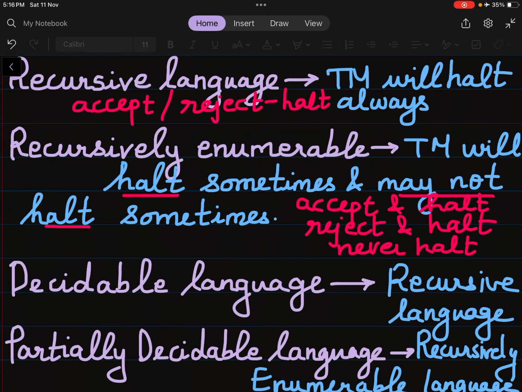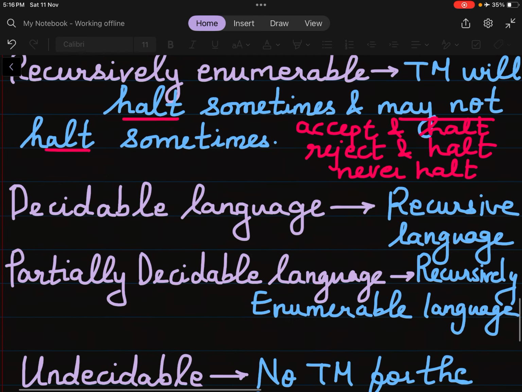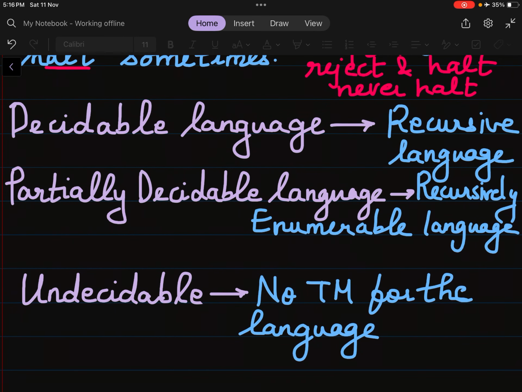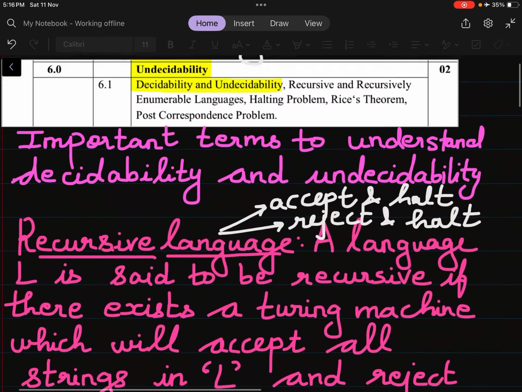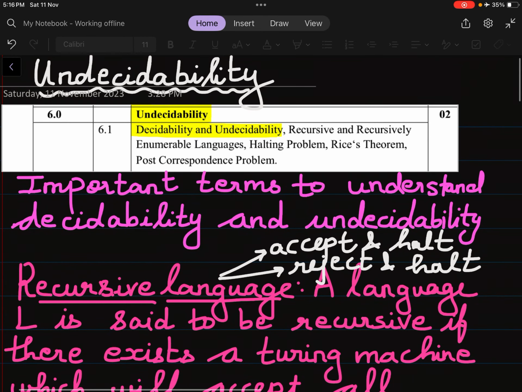Decidable languages are recursive languages. Partially decidable languages are recursively enumerable languages, and for an undecidable language there is no Turing machine. There is no Turing machine possible for an undecidable language. So this was all about decidability and undecidability. In the next part, we will see the next part of the module.